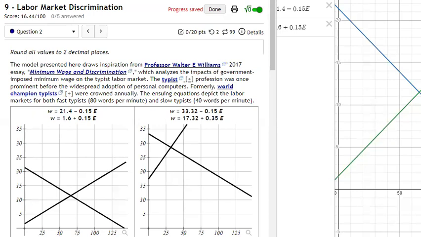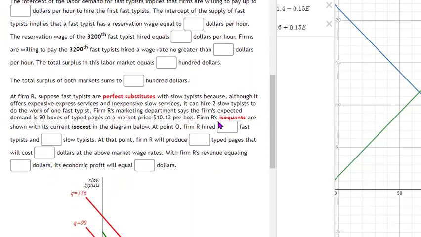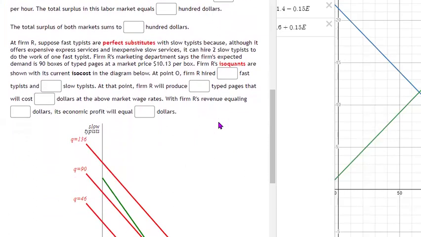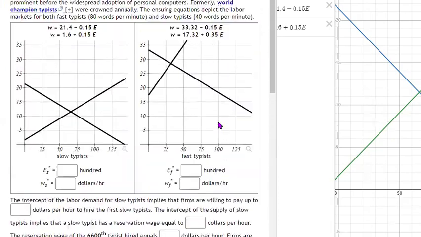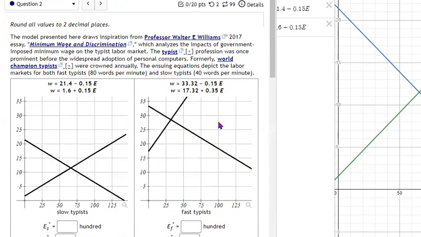All right, lesson 2 of chapter 9, labor market discrimination. We're going to reanalyze lesson 1, but in lesson 2, we're going to assume the workers are perfect substitutes and not perfect complements. And again, this model is inspired by Professor Walter E. Williams' article, Minimum Wage and Discrimination.